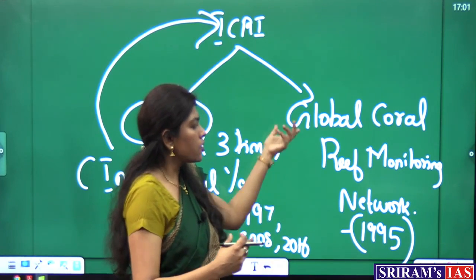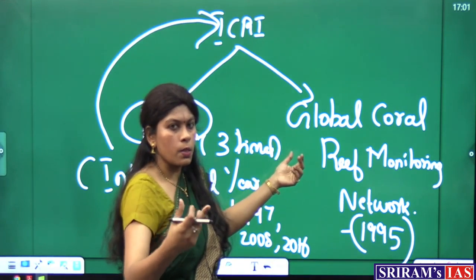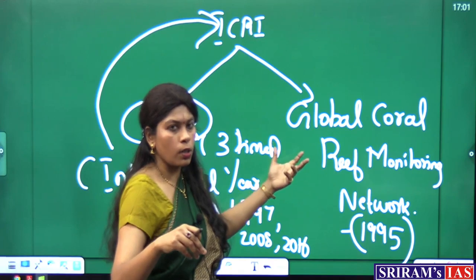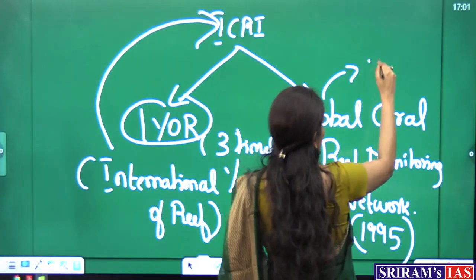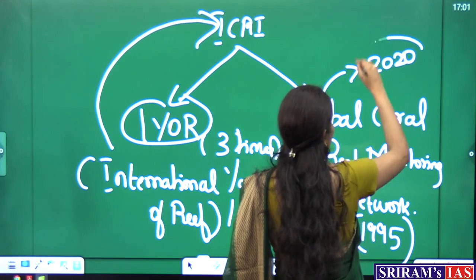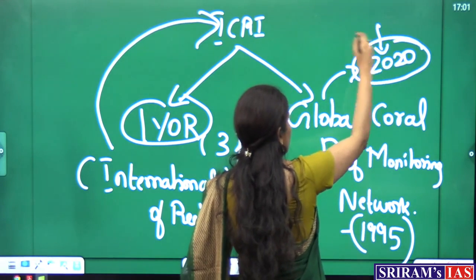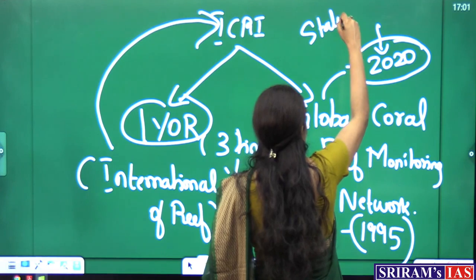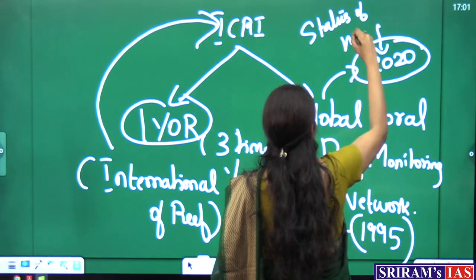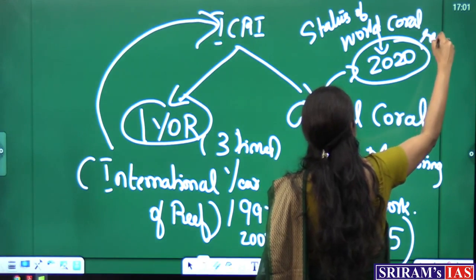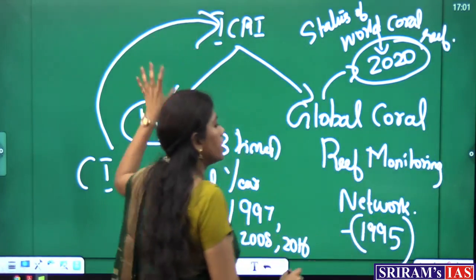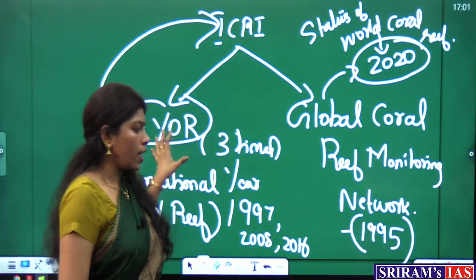Okay, see, this is how the coral reefs are. The condition is this: climate change has created this much impact on the coral reef. This way they will give a report. In 2020 only they released a report. Okay, status of world coral reef. In the name of Status of World Coral Reef, they released a report. Right. This way, since ICRI is celebrating its 30th year, I have discussed ICRI.